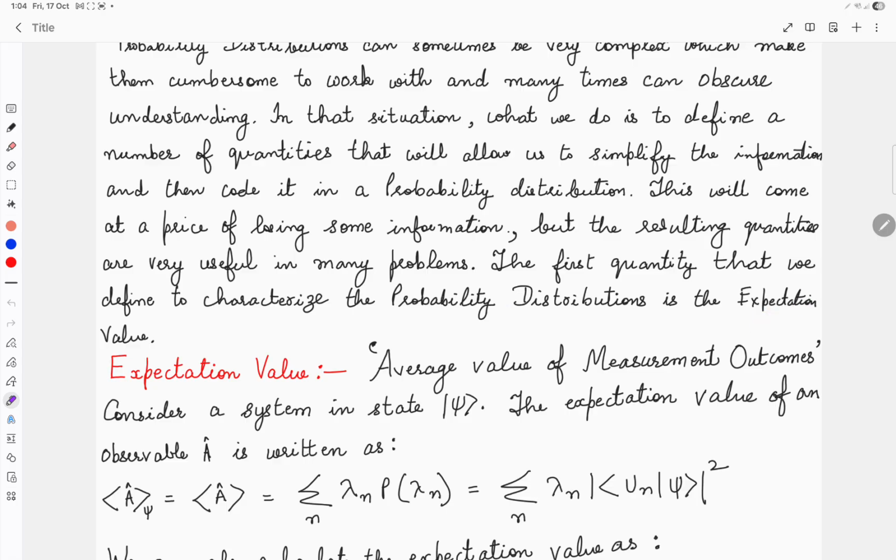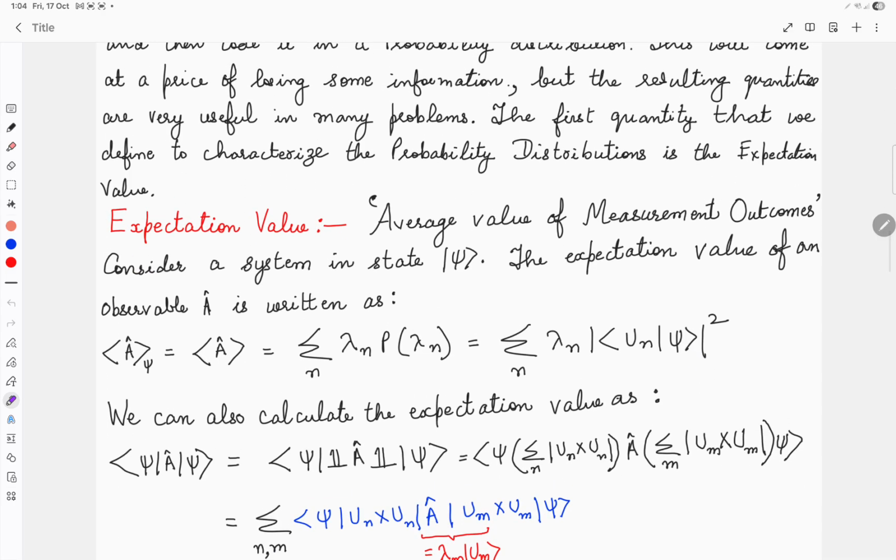So we will try to define the expectation value, but ultimately it is not the measurement outcome. While the expectation value is very helpful in many decision making situations, we are losing information when we relate things with the expectation value, right? So let us define this term expectation value. This is the average value of measurement outcomes.